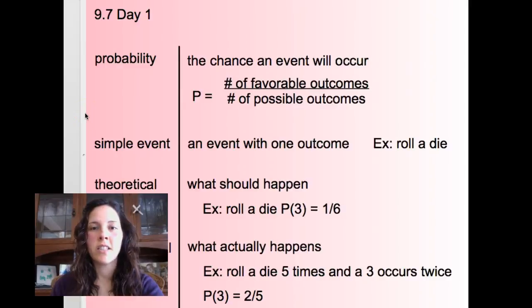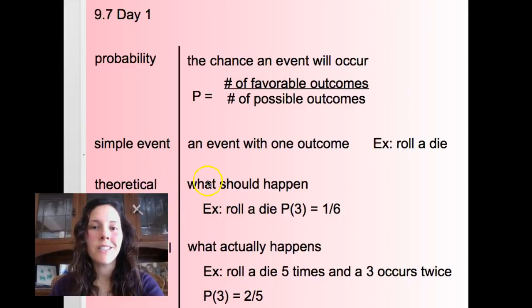Today we're starting our lessons on probability, and at first we're just going to take a look at basic probability as well as the difference between theoretical and experimental probability. So the definition of probability is simply the number of favorable outcomes, or what you want to happen, over the total number of possible outcomes, and that gives you the chance that an event will occur.